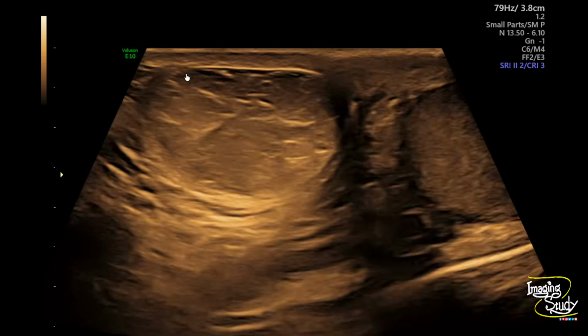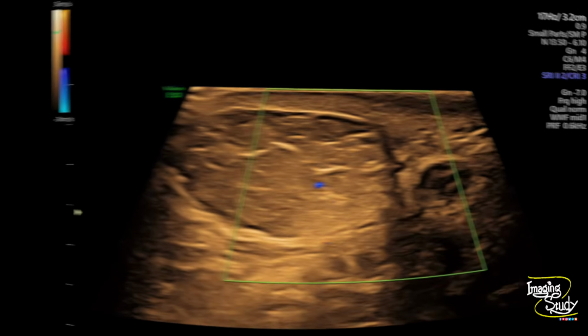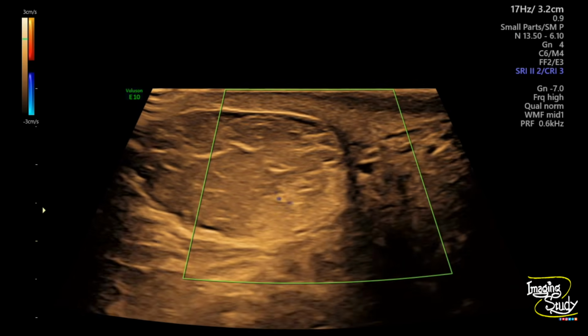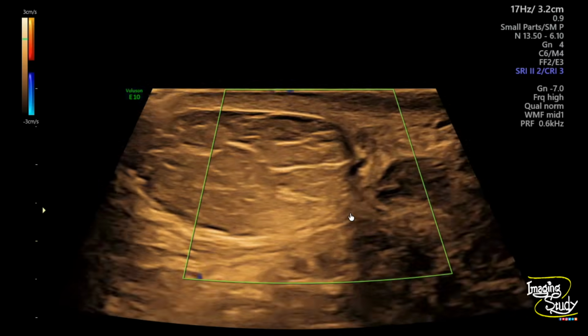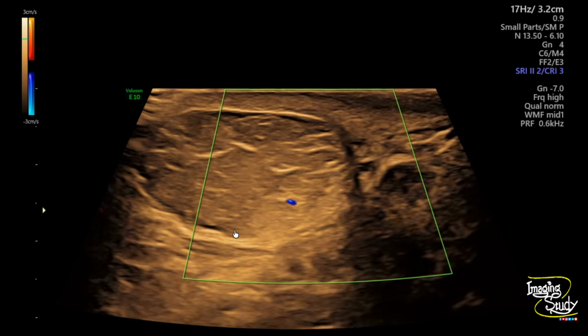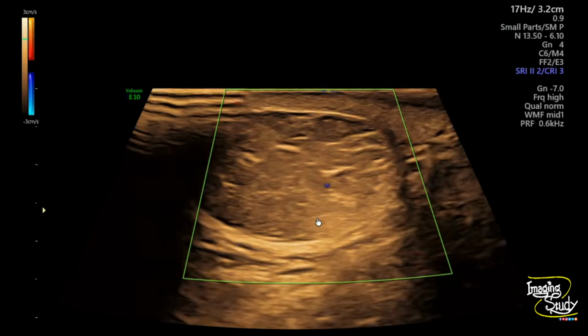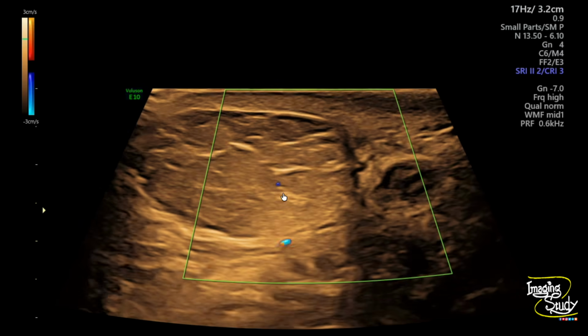Let's put some Doppler. Here on color Doppler, you can see there is no prominent vascularity inside or surrounding the lesion. You can see some vascularity here, which is not any serious issue.